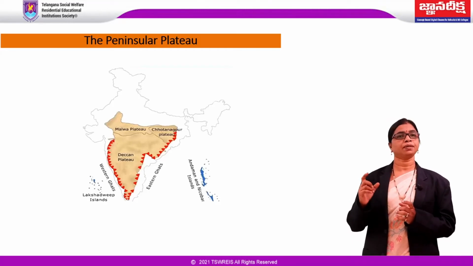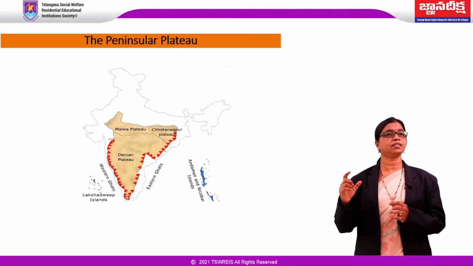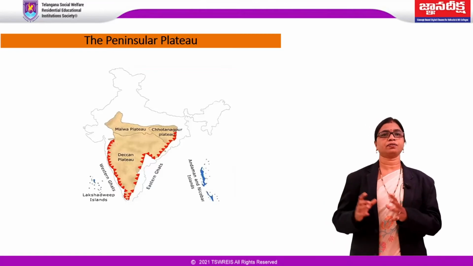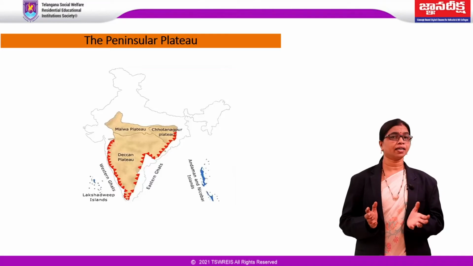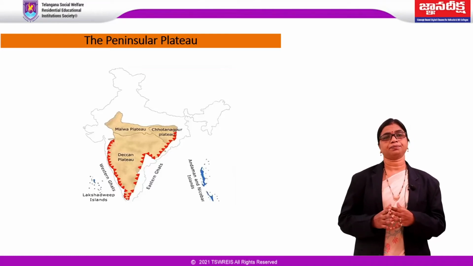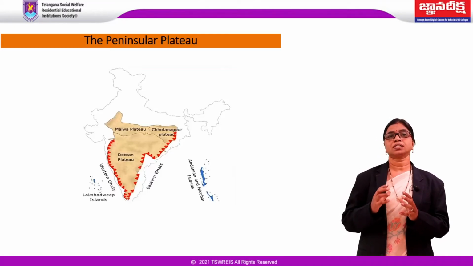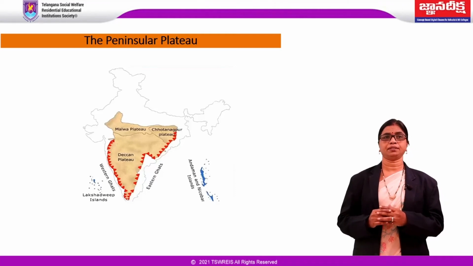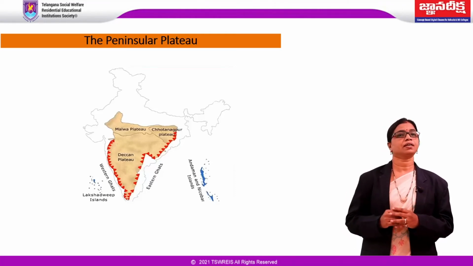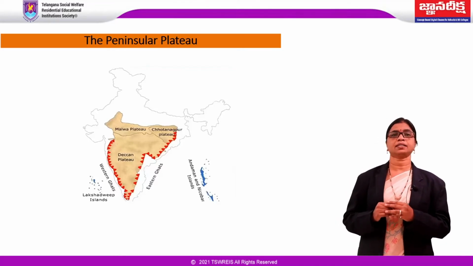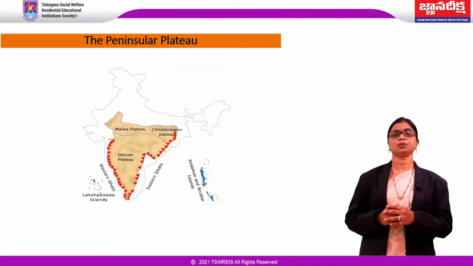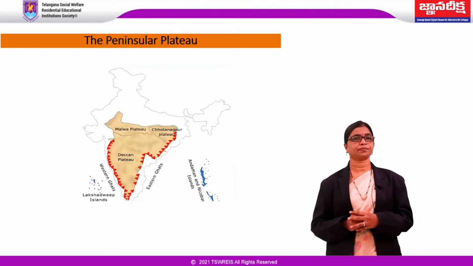Udagamandalam, also called Ooty, is a famous hill station along the Western Ghats located in the Nilagiris. Here the highest mountain is the Dodabetta. It is 2637 meters. The Western Ghats are joined by the Nilagiris near Gudalur, rising to a height of about 2000 meters.